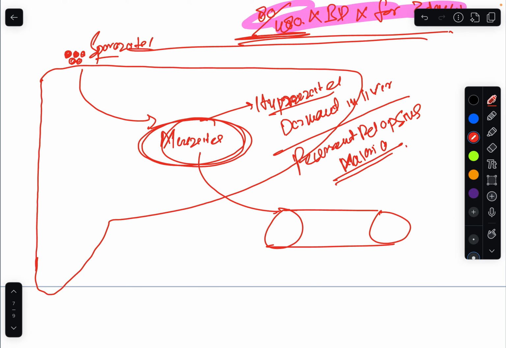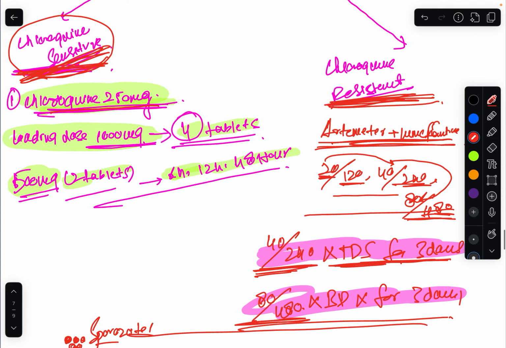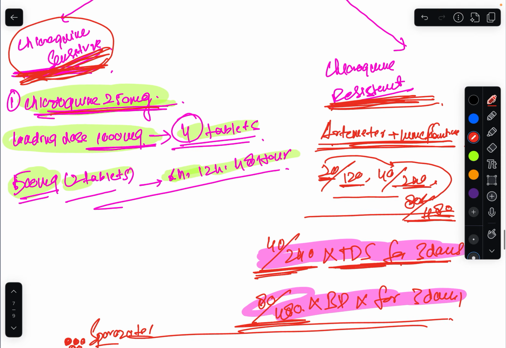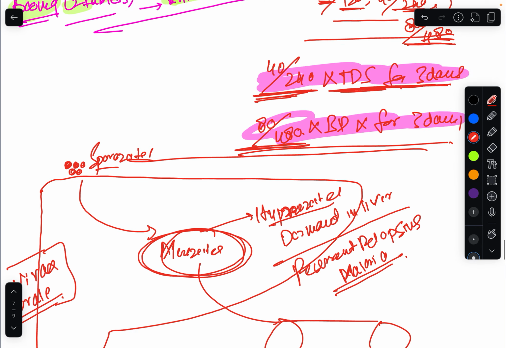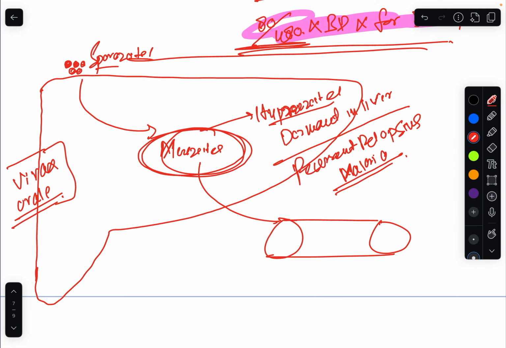Only Plasmodium vivax and ovale form these hypnozoites, and they remain dormant in the liver, and they come out of the dormant stage and can cause recurrent relapsing malaria. So chloroquine and artemether lumefantrine will kill only those plasmodia which are present in the circulation. They have no role in killing those plasmodia which are present in the liver.